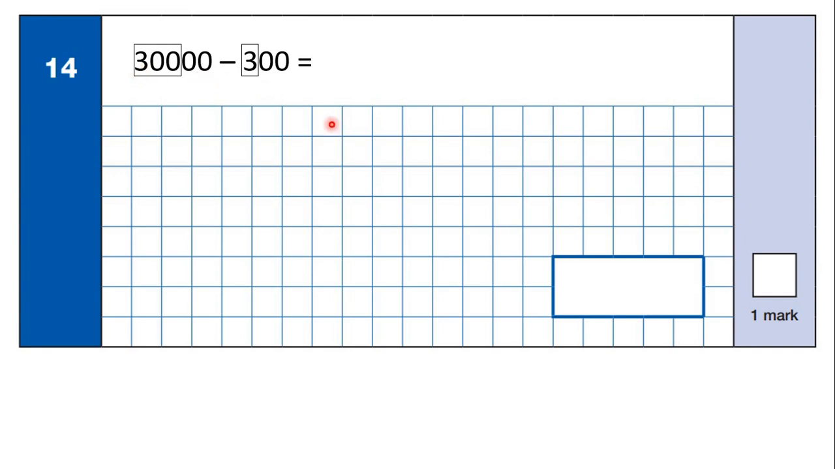So we have 29,700, because 300 take away 3 is 297, and then we need the zeros that we started with in our tens and units columns.